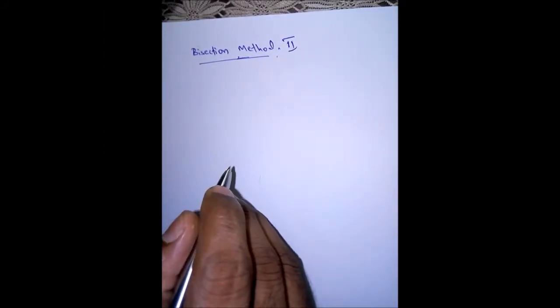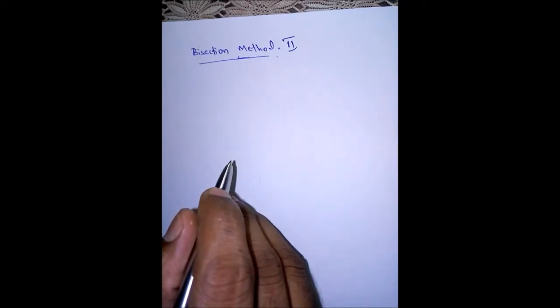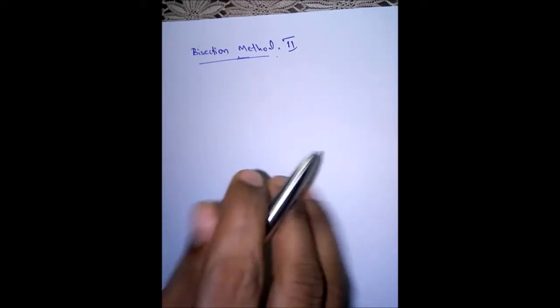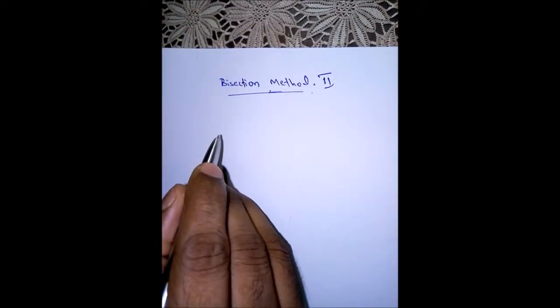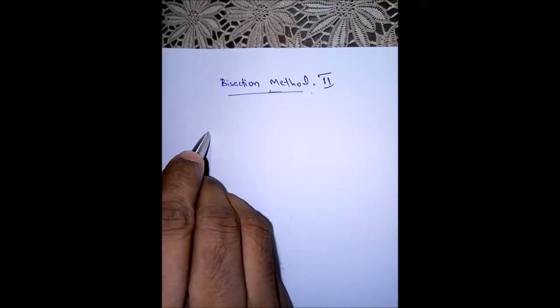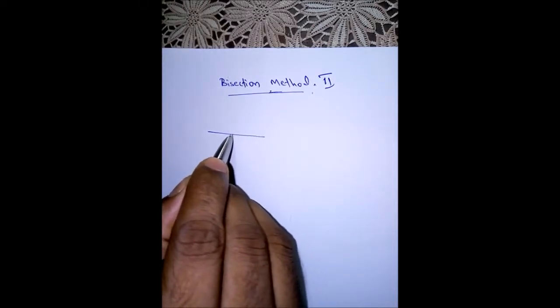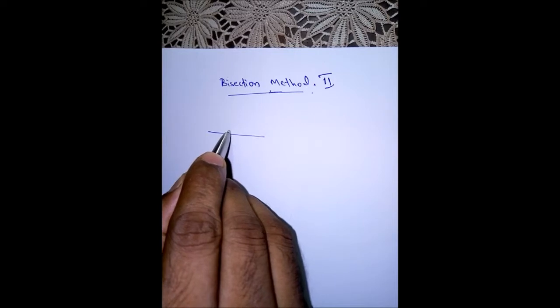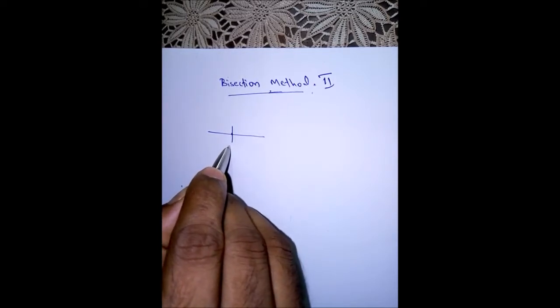Hello, today we are discussing a problem, finding the solution using the bisection method. In the previous video you have seen that the bisection method is simply cutting the line equally at the center, and we take that point as the new root.